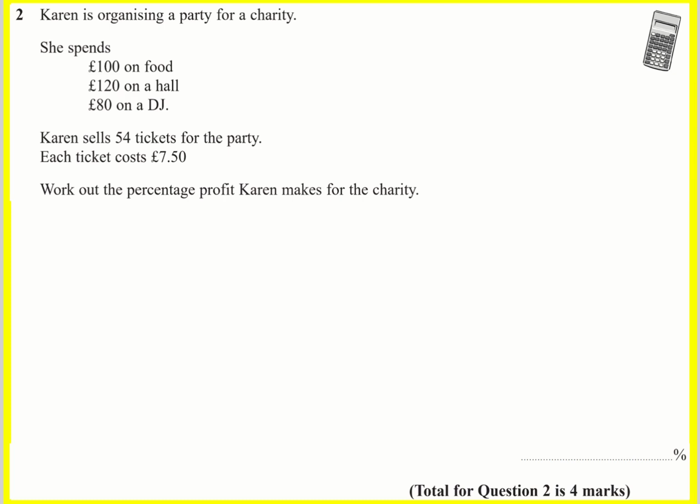Karen's organising a party for a charity and she spends this money on a food hall and DJ. Right, so what's her total cost? Just add these up. 200 plus 100, £300.